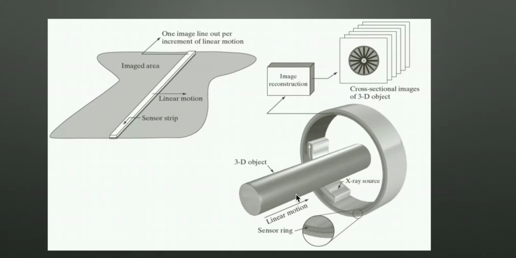So this is how images are actually constructed. Over here this could be a sensor, a line sensor or something. This is one linear motion, the sensor strip moving this side. This would result in a 2D image. For a 3D image, you can have a linear motion. This is your sensor ring, so you can also see this is your sensor ring.